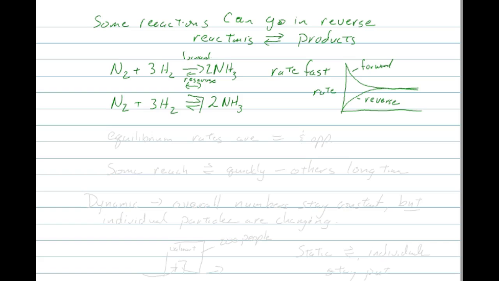Very important again, when you have an equilibrium, the rates are equal and opposite. I'll ask that on many questions. I'll say, what is equal in equilibrium? The answer is the rates, forward and reverse rates.